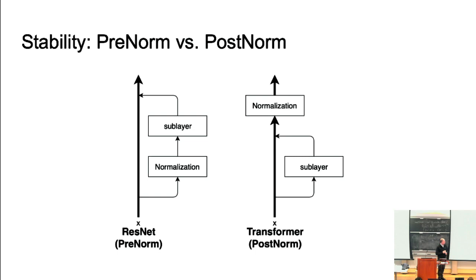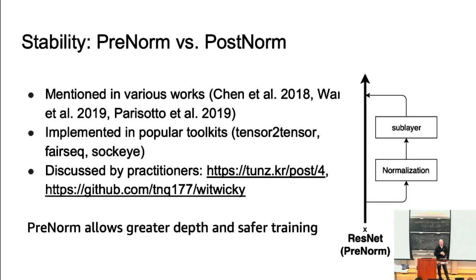So in your residual connection, the residual network layers that you see in the transformer, the normalization is done on top of the residual. While in the original residual network work, normalization was done before. And studies have been done showing that the transformer can be more stable if this normalization is done before the sublayer of the network. And this has also been implemented in toolkits and discussed. It seems, again, that pre-norm allows greater depth and safer training.